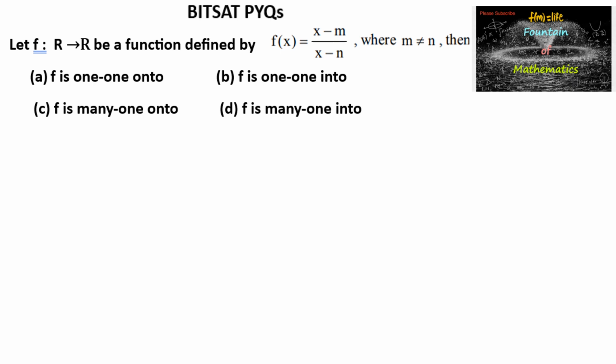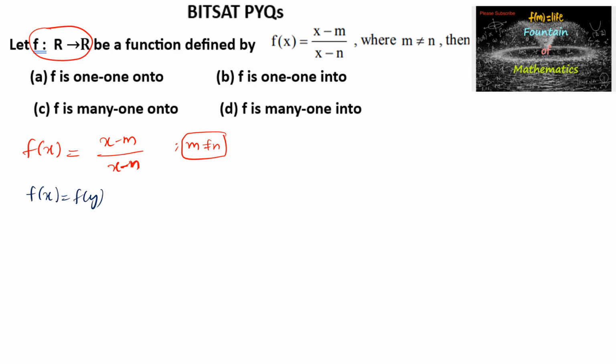A function f from R to R defined by f of x is equal to (x minus m) upon (x minus n), where m is not equal to n. We need to check whether this function is one-to-one or onto. We know that the condition for one-to-one is f of x is equal to f of y implies x is equal to y. This is the condition for one-to-one.